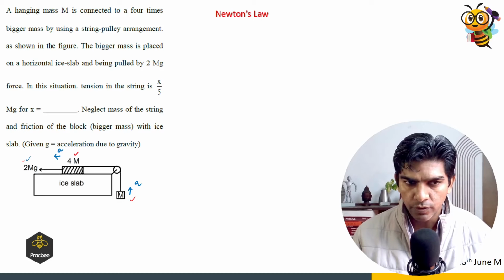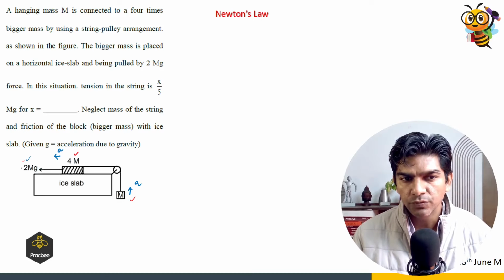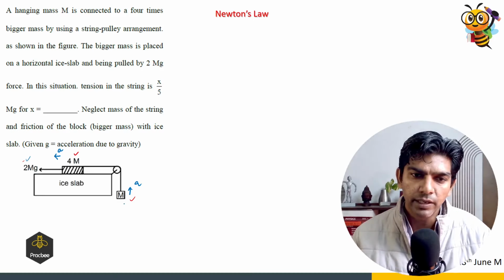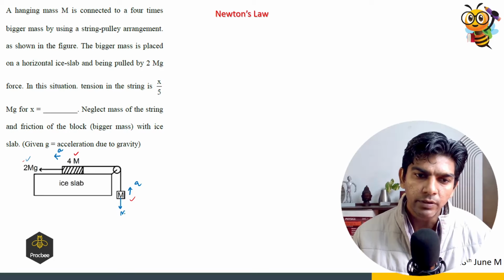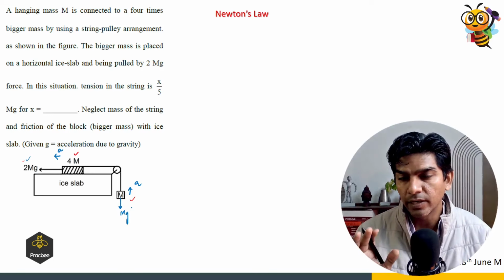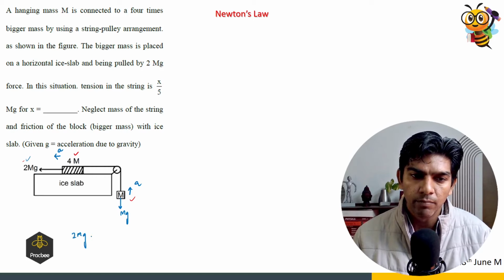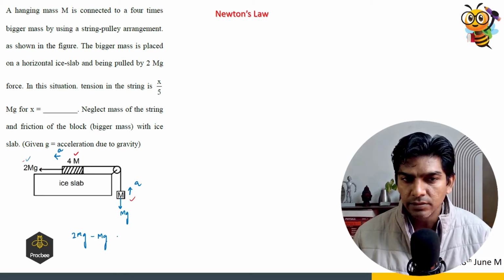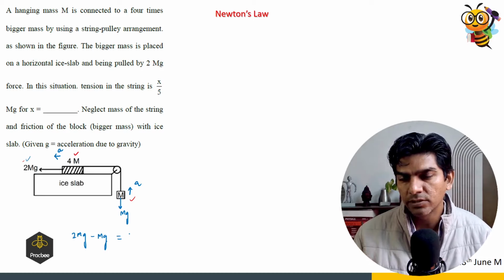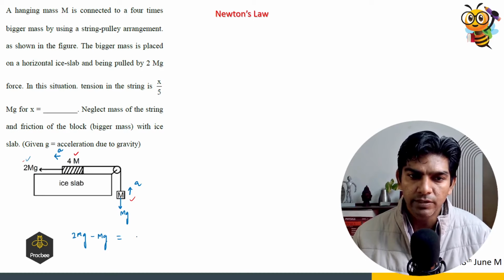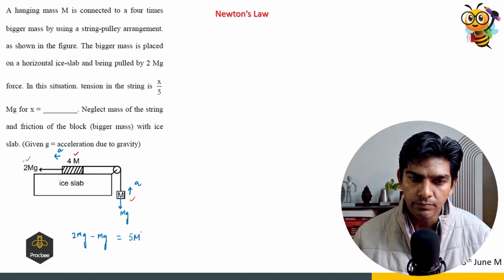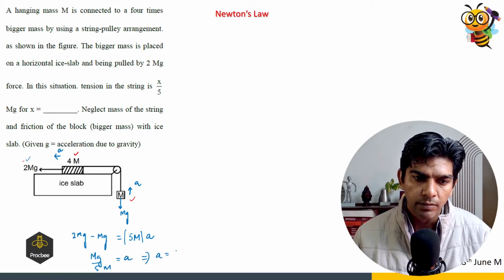One approach would be this: the 2 mg force will try to move the system in the left direction, and the gravitational force will try to resist the motion in that particular direction. So we can say the net pulling force will be 2 mg minus mg, and this should be equal to the mass times the acceleration of the system. What is the total mass of the system? That will be 5m, and the acceleration is a, so this comes out to be mg divided by 5m. So acceleration comes out to be g by 5.